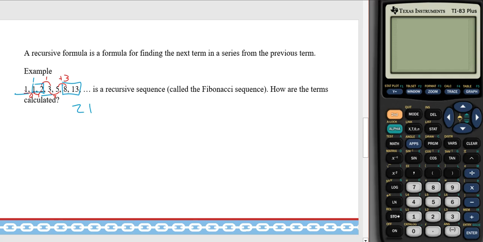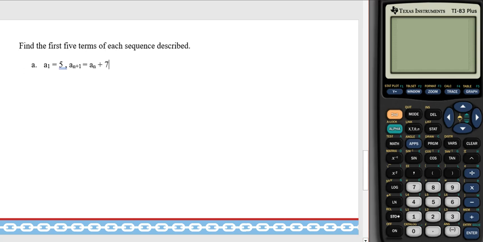We could write this in a couple of different ways. The term is equal to the previous term plus the term before that. That would look like this. Some people say next term, a sub n plus 1 equals our current term plus the previous term. Either way, we find our next term by adding the two previous terms. That would be a classic example of a recursive sequence.